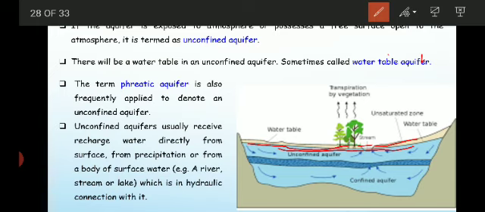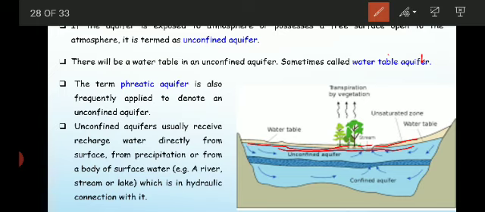So the water which is present here, that is in the phreatic zone, so it is called as phreatic aquifer also. Then the unconfined aquifers, usually they receive recharge water directly from the surface, okay, because it is open to the atmosphere, very near to the surface. Whatever water it is coming into the unconfined aquifer, that is all derived from the surface water, that is from the precipitation or from a body of surface water, that is it may be a river or a stream or a lake.